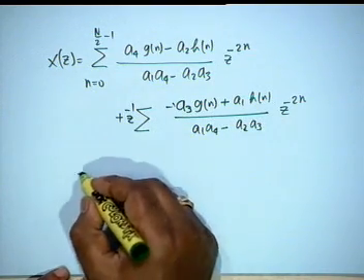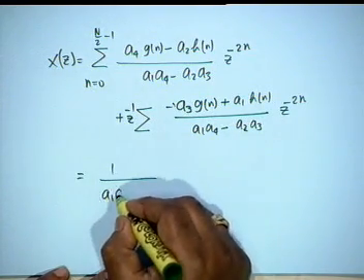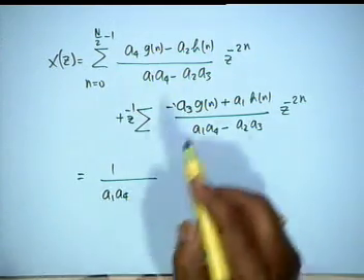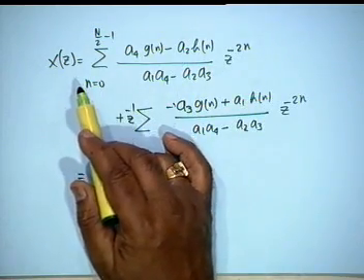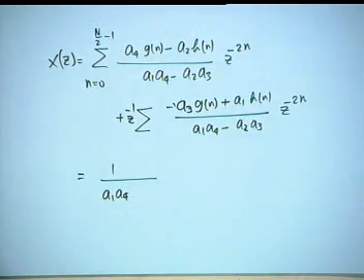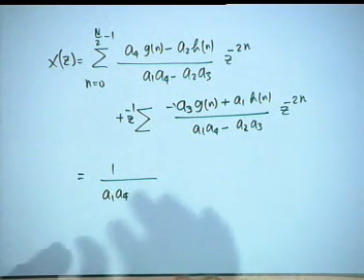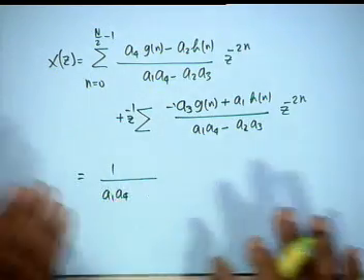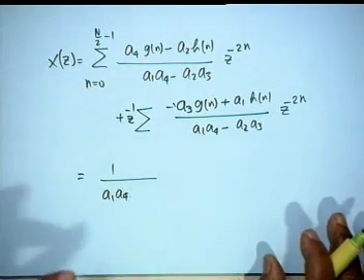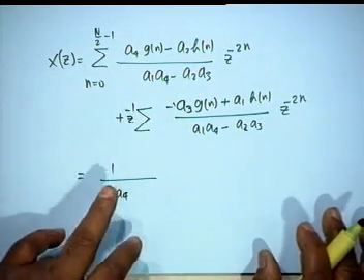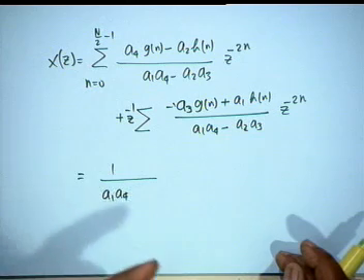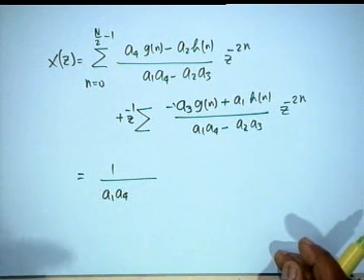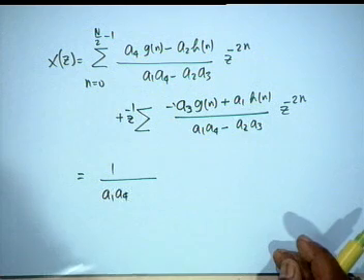So, let us combine terms. This is equal to 1 by A1 A4. Now, I have got gn and hn. I want to compute capital X sub z. I have got gn and hn inside the summations, and now I have to put the g's together and h's together, and then put small z equal to e to the power j 2 pi divided by n by 2.